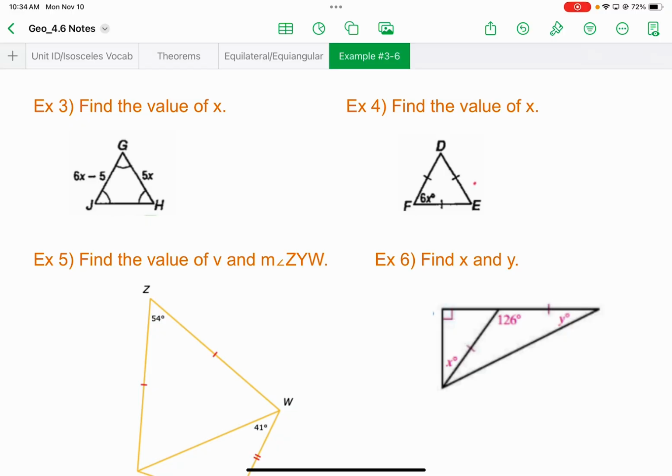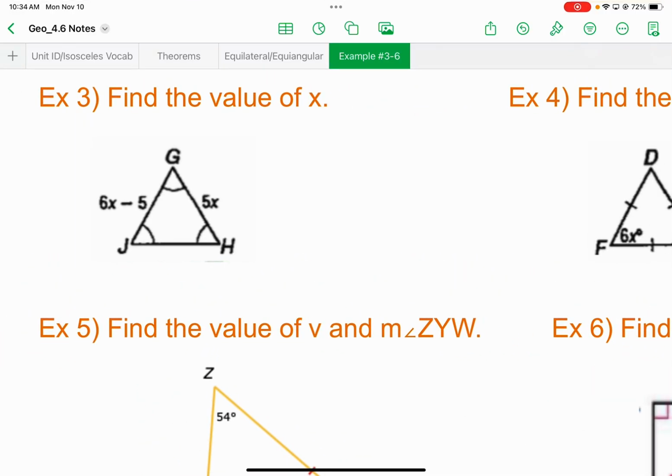So look at what you've got in that picture. Try to figure out what type of triangle it is, and then see how you can relate those sides together. 2:13 minutes. There you go.